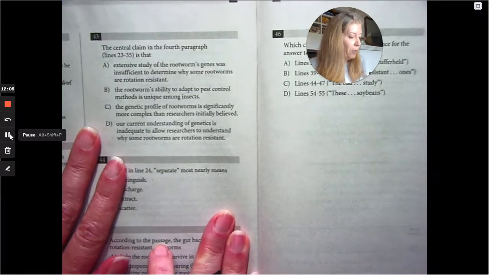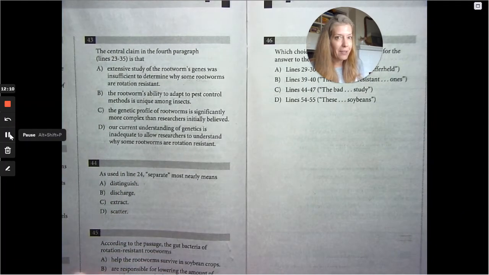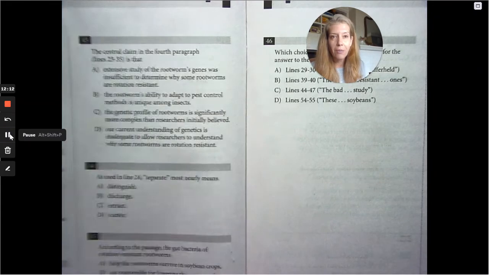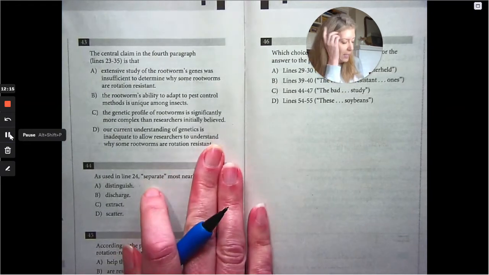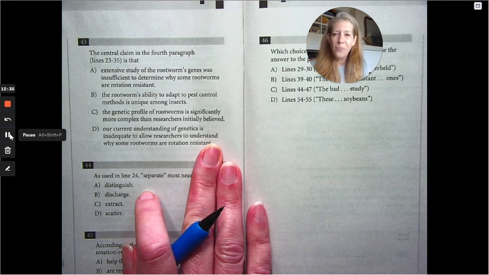The central claim of the fourth paragraph, lines 23 to 35. Again, before we start doing this, let's see if we can narrow it down. The central claim of the fourth paragraph. Extensive study of the rootworm's genes was insufficient to determine why some rootworms are rotation resistant. Okay, that's true of the passage, so we'll keep that one. The rootworm's ability to adapt to pest control methods is unique among insects. Do you remember that from the passage? I want to get rid of that one.